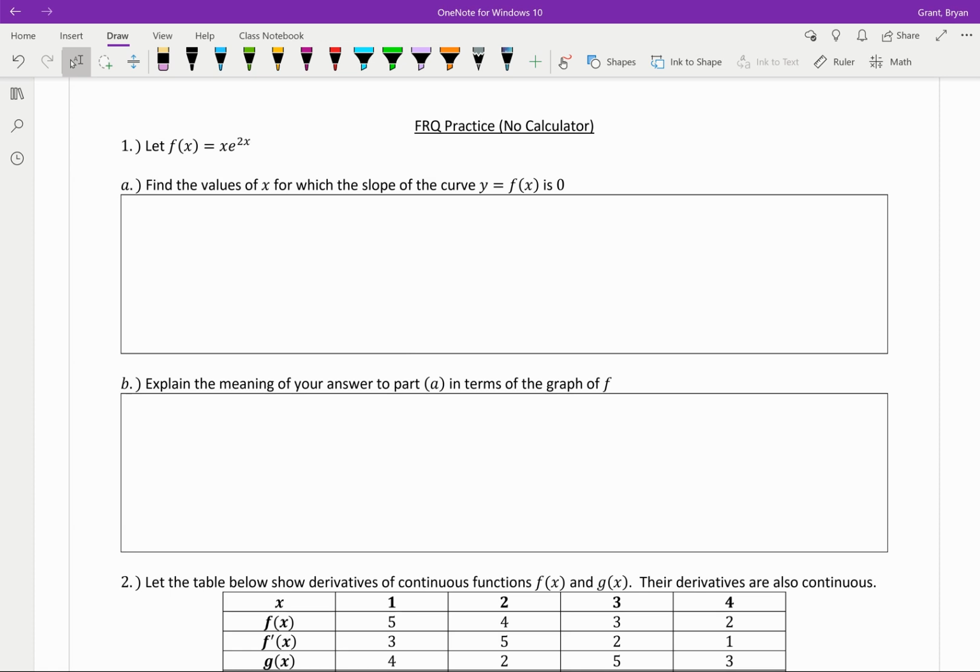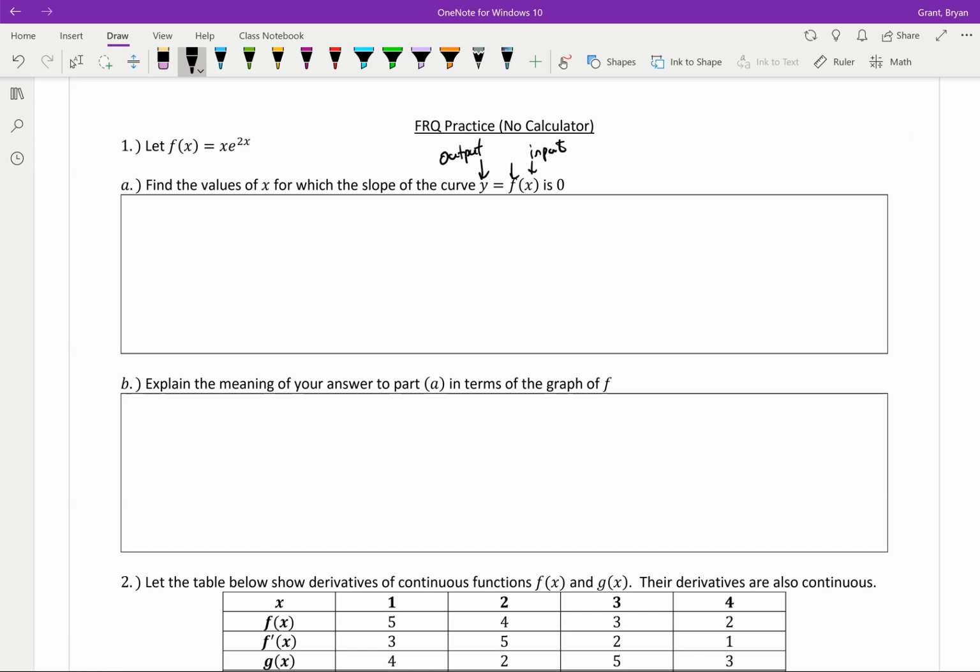Hopefully you've had some time to work through this then. Let's take a peek. Find the values of x for which the slope of the curve y equals f of x is 0. This is where they start to use this notation again. What they really mean is where we have an output called y, we have an input called x, and then we have stuff that's happening to x. Remember, f isn't a variable. f is telling us that there's operations being applied to x. It might be multiplied, added, subtracted, square rooted, who knows?